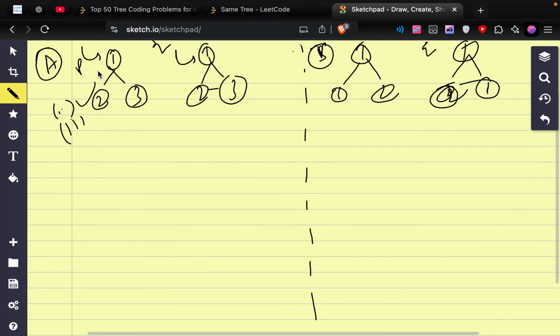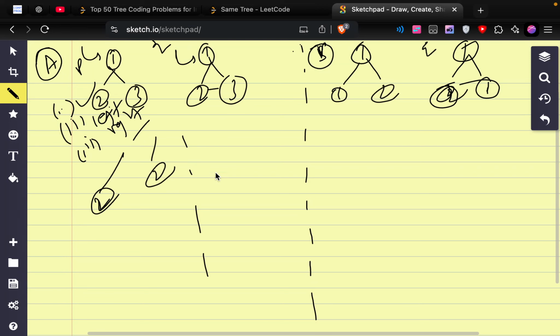The second criteria is whether the left subtrees are equal or not. Third criteria is whether the right subtrees are equal or not. So the left subtrees given to us are 2 and 2, and the right subtrees given to us are 3 and 3. Now we do the same thing. We check whether the first criteria is met or not, which is basically whether the roots are equal or not. The root value is 2 and the root value is 2. So this is met. The second thing is whether the lefts are equal or not.